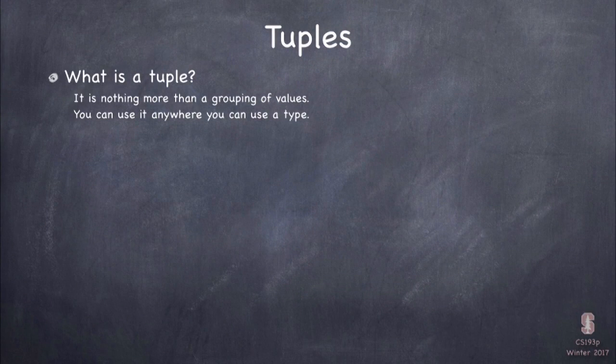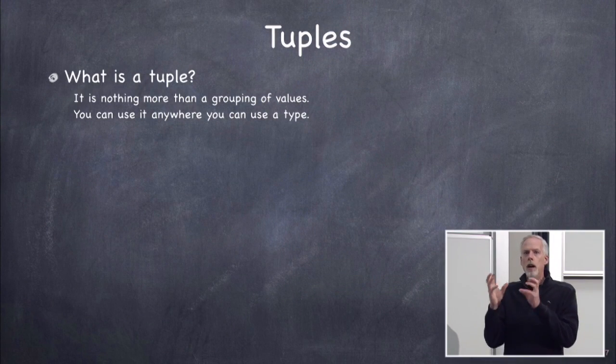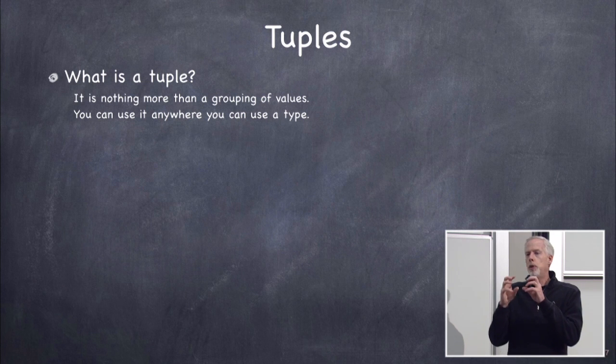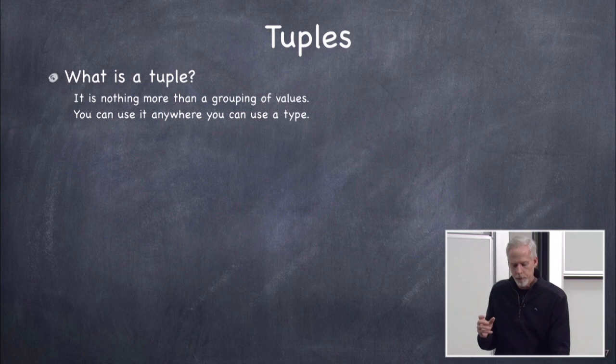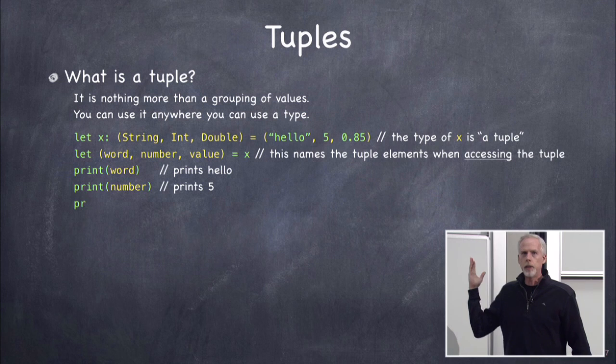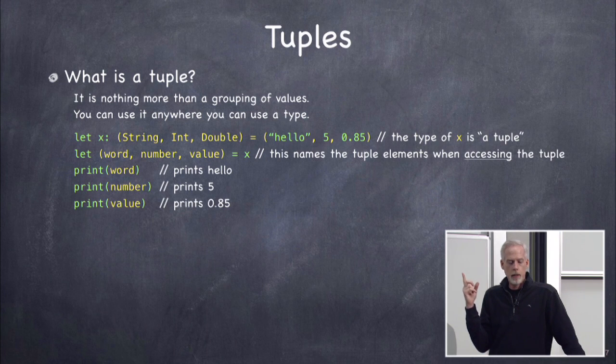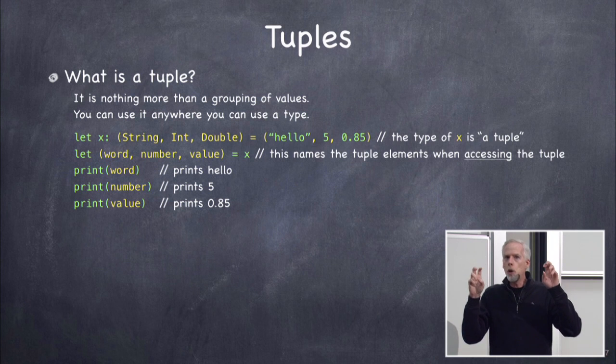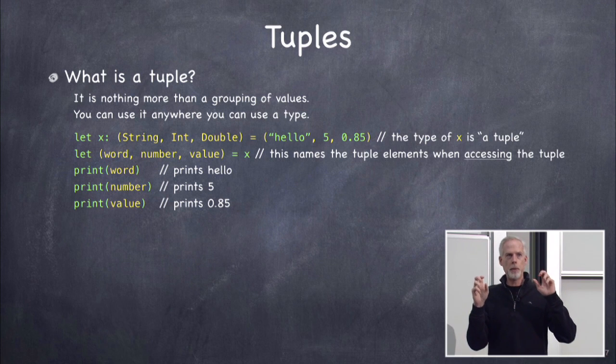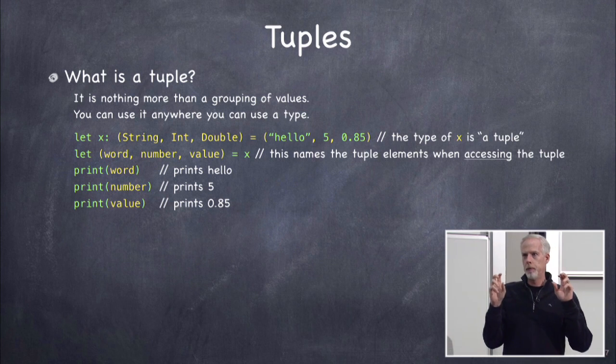All right, tuples. I had you skip tuples in reading assignment 1, but you'll be reading about them in assignment 2. What is a tuple? Super simple. It's just a grouping of values, and you can use it anywhere you're using a type. What does a tuple look like? It looks like this. This constant x, I'm setting its type to be a tuple with a String, an Int, and a Double. That's its type.